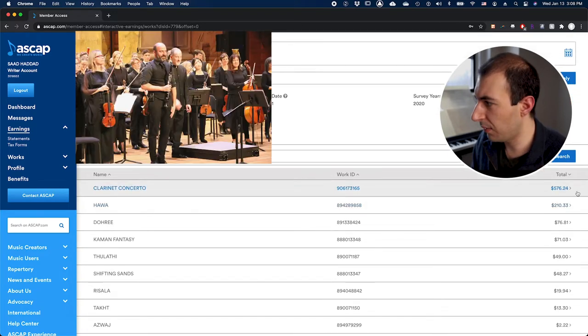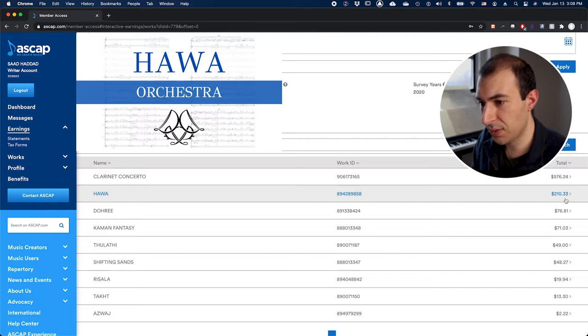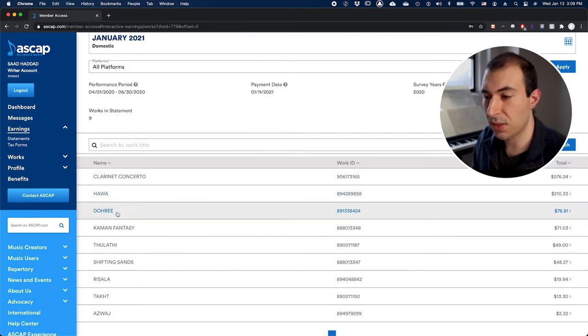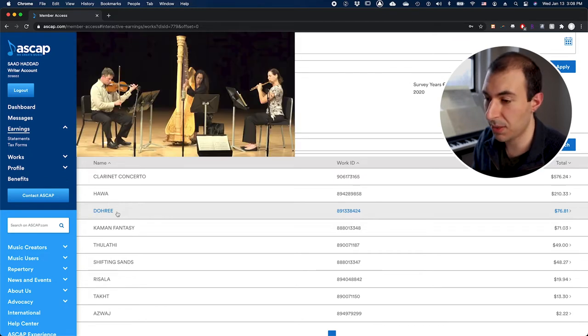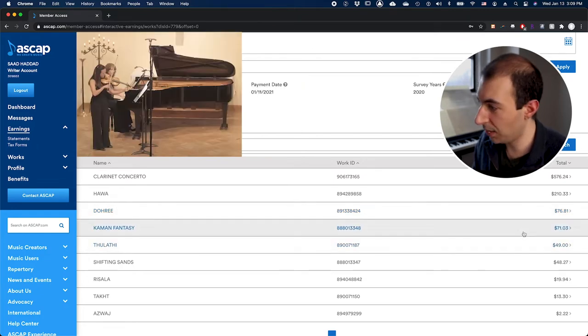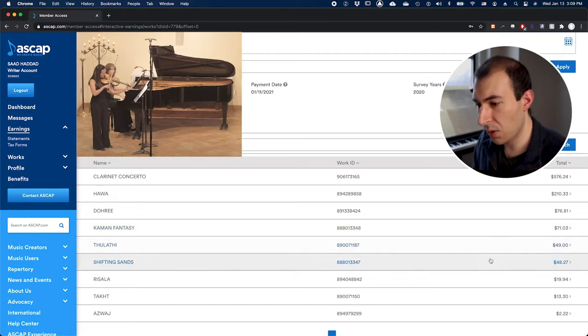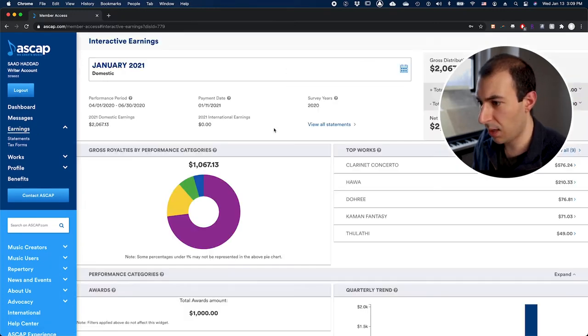Here's the total here, $576.24. My other orchestra piece, Hoa, $210.33. And then we start getting into my chamber music, which are smaller forces. So we're going to have obviously less money associated with each of these performances. So Dori is my piece for flute, viola, and harp. We have here $76.81. And then we have Command Fantasy, my piece for violin and piano, $71, and so on. And it kind of goes down the list in this way. So now what we're going to do is go back into the earnings area here.